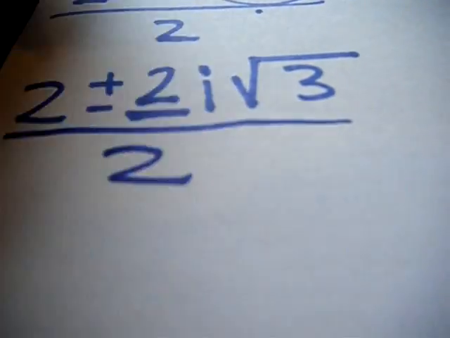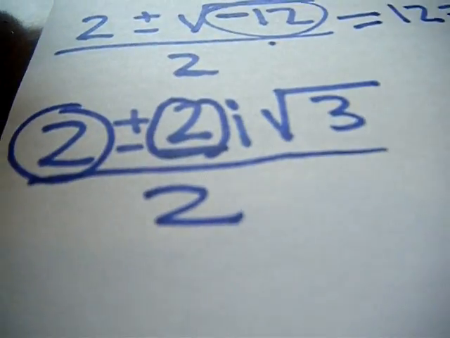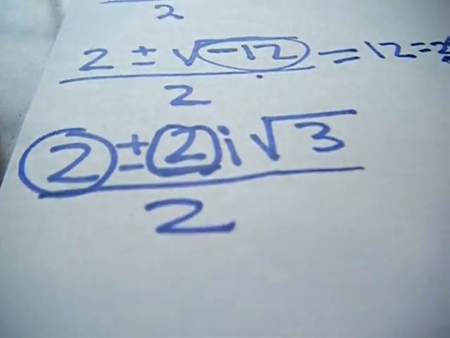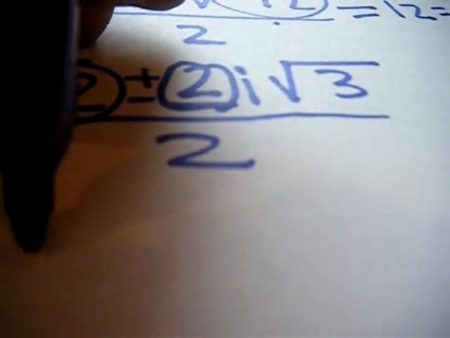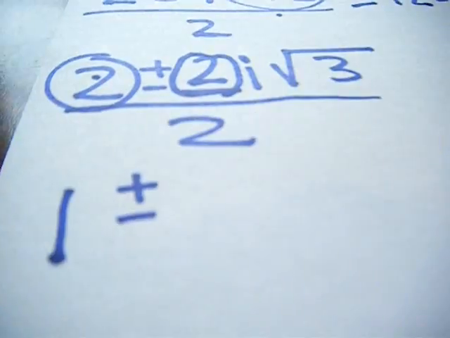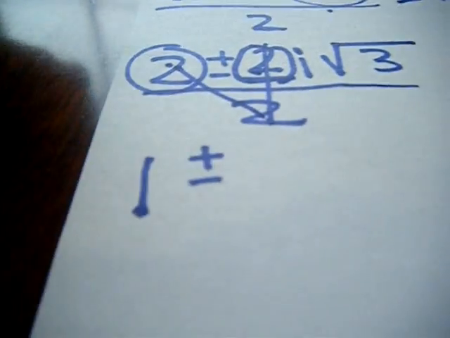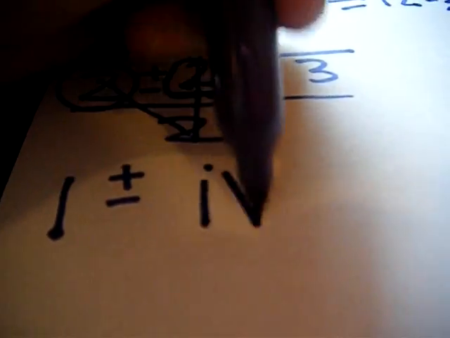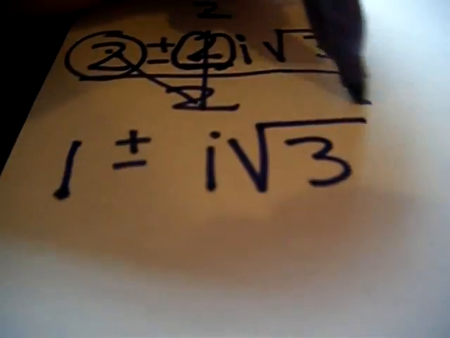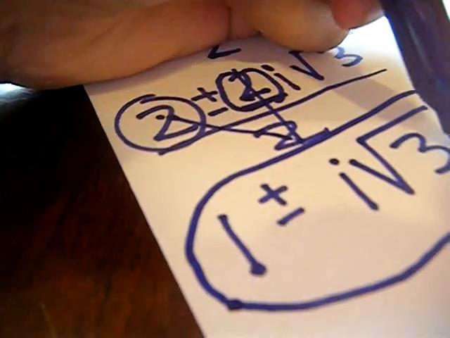But this still can be simplified more because of the coefficients here. They are multiples of 2. So then if we divide, 2 divided by 2 would be 1. 1 plus or minus 2 divided by 2 would also be 1, but we don't need to write it there. And then these would cancel, these would cancel. So then it would end up being 1 plus or minus i root 3. And this would be the other solution.